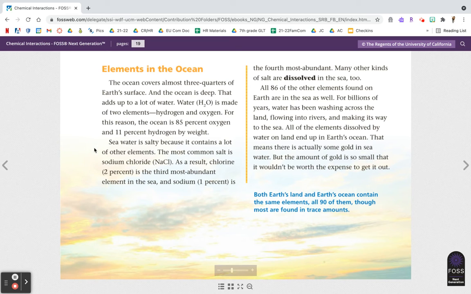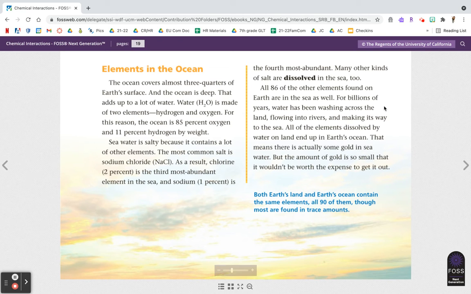Seawater is salty because it contains a lot of other elements. The most common salt is sodium chloride, NaCl. As a result, chlorine, 2%, is the third most abundant element in the sea, and sodium, 1%, is the fourth most abundant. Many other kinds of salt are dissolved in the sea, too. All 86 of the other elements found on Earth are in the sea as well.